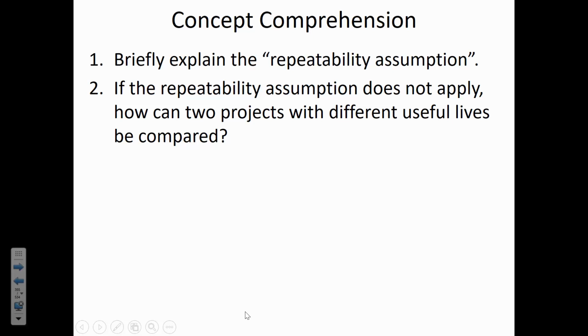Okay, now what if you can't use the repeatability assumption? There were a couple of other tools we talked about for comparing items with a different useful life. So what are the other techniques? Contract services. And what is contract services? If we've got a long cash flow diagram and a short cash flow diagram, how does contract services make it so that they're the same length?